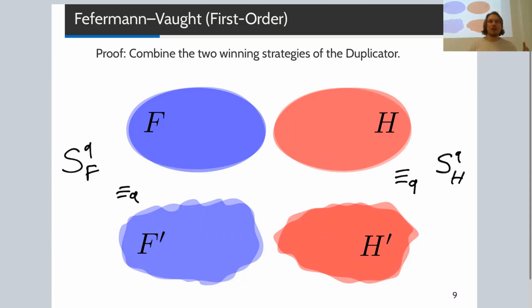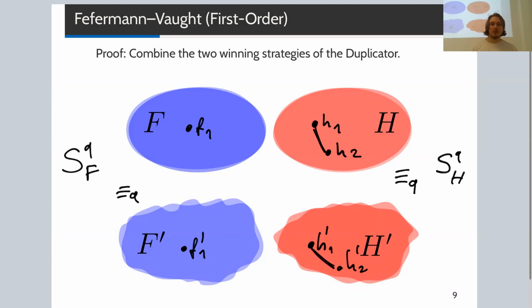What we're going to do is play according to the strategies S^F and S^H, depending on where the vertices are picked from. So if a vertex, maybe H1, is picked here, then the strategy for H gives us another vertex H1 prime in this graph. Similarly, if maybe a vertex F1 is picked here, the strategy for the graph F gives us a move to pick a vertex F1 prime here. And it continues like this. If H2 is chosen here, then we can choose another H2 prime, and they're connected in H if and only if the corresponding vertices are connected in H prime.